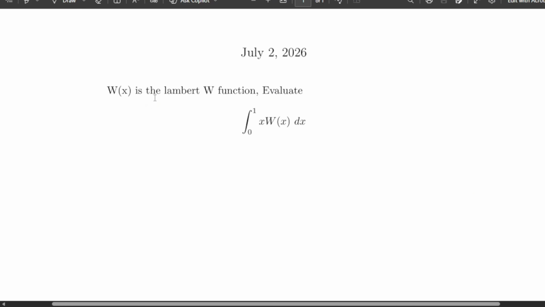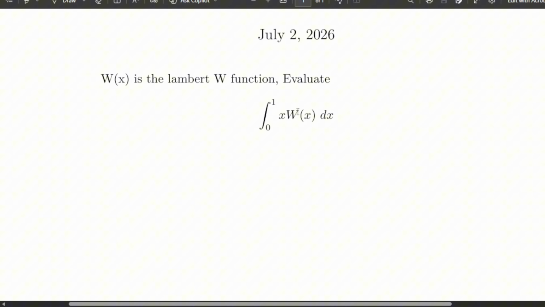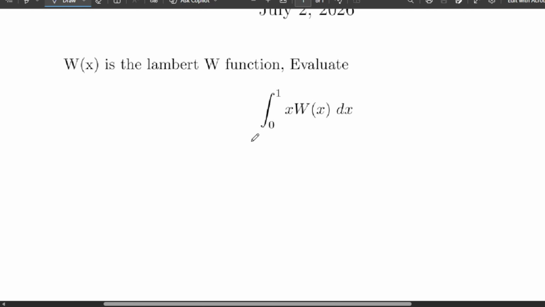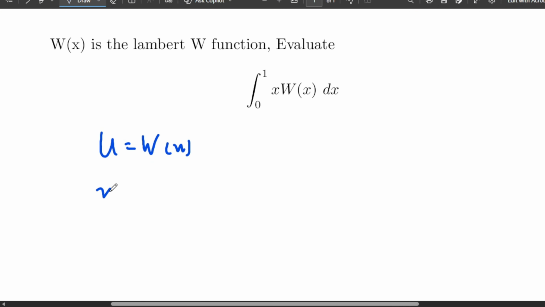So W(x) is the Lambert W function. Evaluate the integral from 0 to 1 of x W(x) dx. Okay, here we're going to use u substitution. Let u equal W(x). Then x must be the inverse W function of u.